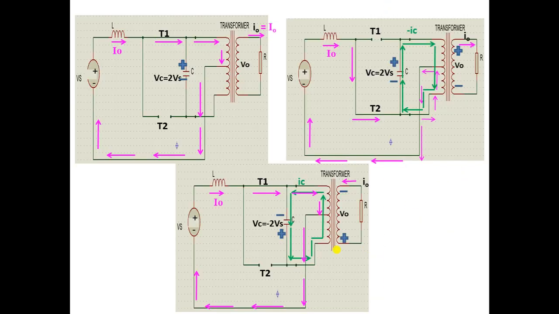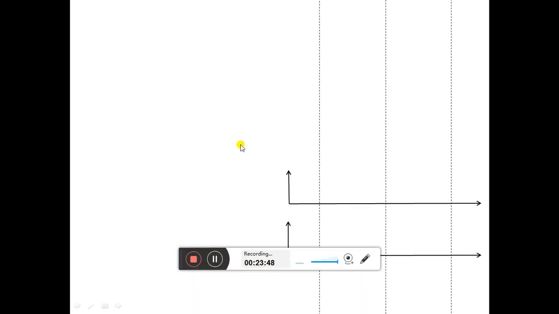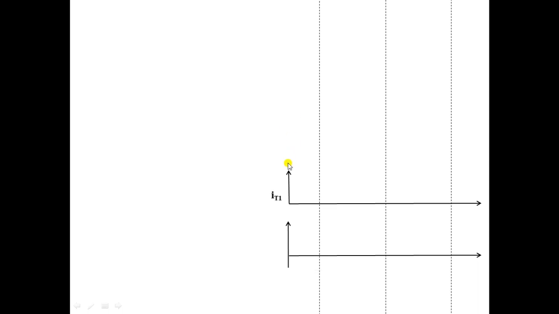Now we have not seen what the current through thyristor T1 is and what the current through thyristor T2 is during all these three modes. Let us have a look at the currents. See here, these are the graphs for the currents. This is the first one, current through thyristor T1, and this is for current through thyristor T2. Okay, this is your mode 1, this is mode 2, and this is mode 3.